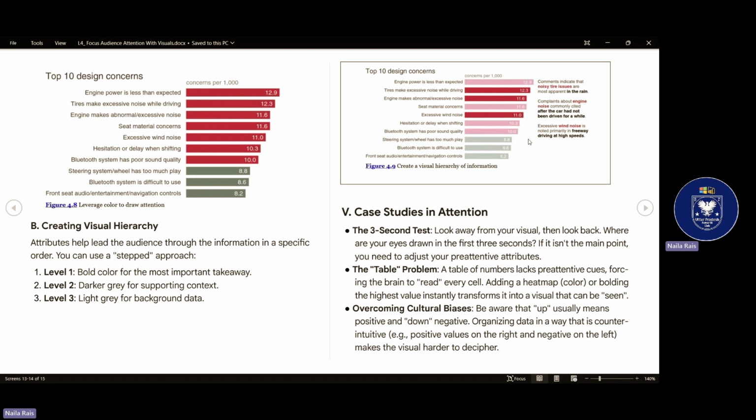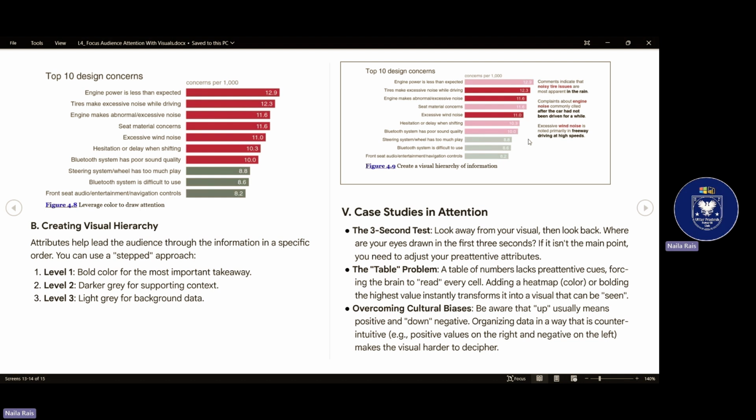The table problem. A table of numbers lacks pre-attentive cues, forcing the brain to read every cell. Adding a heat map color or bolding the highest value instantly transforms it into a visual that can be seen. So it's always preferred to use a heat map instead of a table.